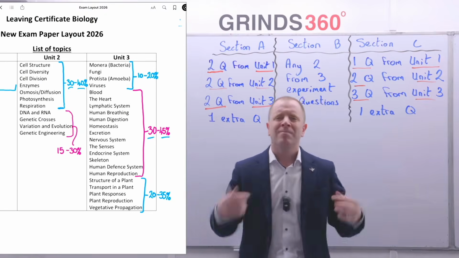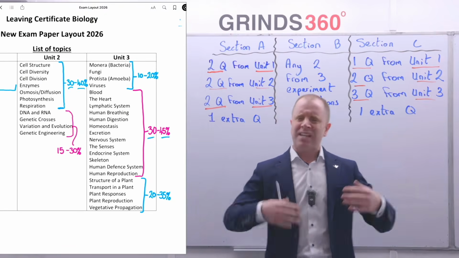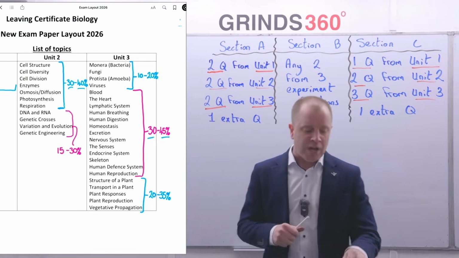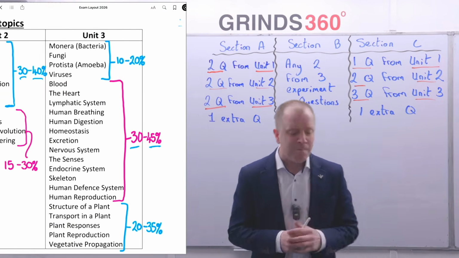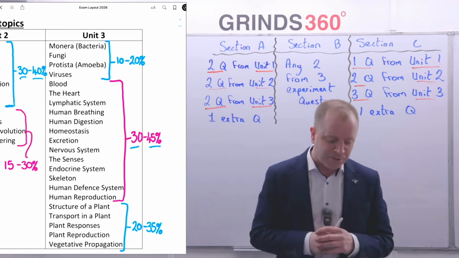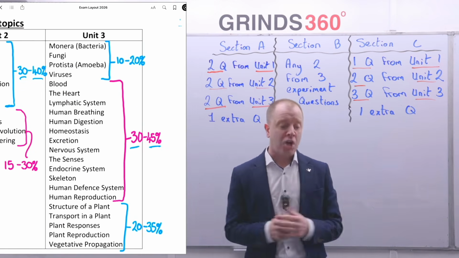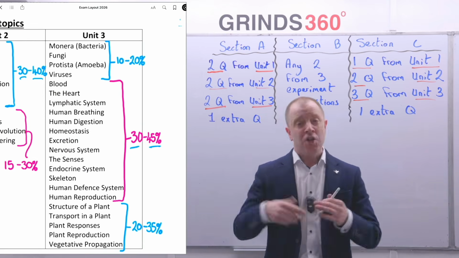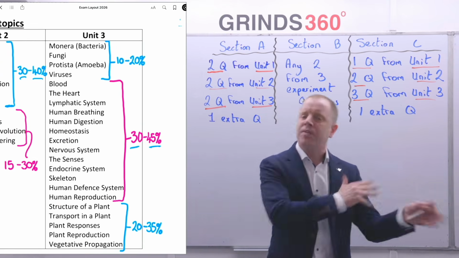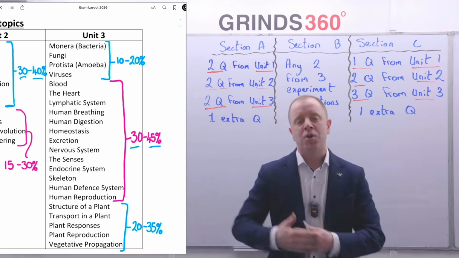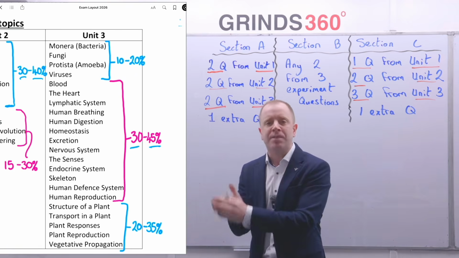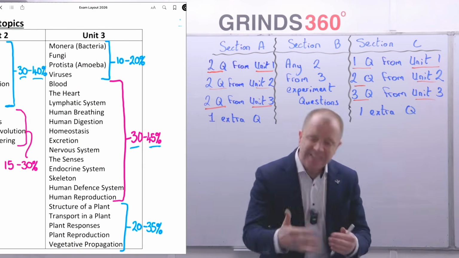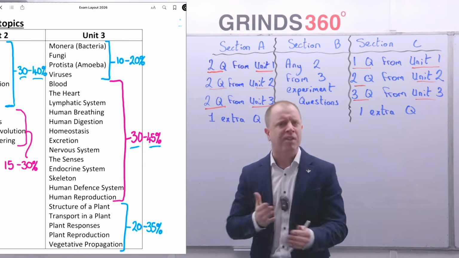So if I sit down and study Unit 3, what am I talking about? Well, if you look at the first 4 chapters, Monera, which is bacteria, fungi, protista, and viruses. If you study those 4 chapters, going by the last 3 or 4 years, because your Leaving Cert paper has the same layout over the last 3 or 4 years, we're talking about 10 to 20% of your Leaving Cert. It has been worth a little bit more, okay?